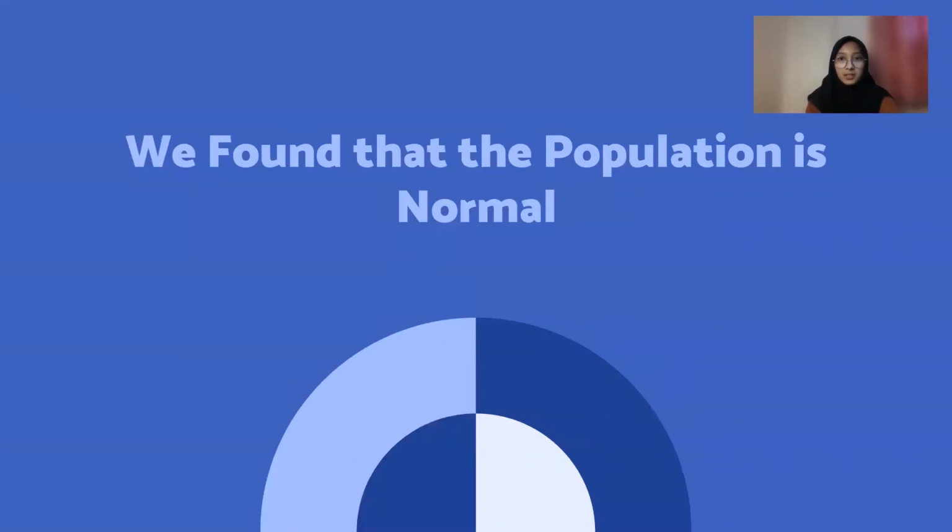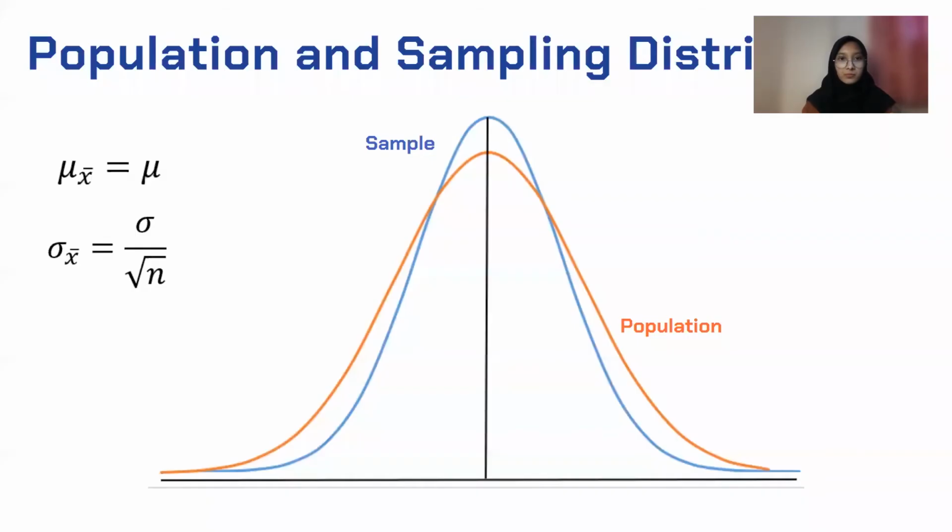And we found that the population is normal. Using the normal distribution chart, we know that the population is normal, right? So if a population is normal with mean of population and standard deviation of population, the sampling distribution is also normally distributed, with mean of sample means, or X bar, equal to the mean of the population, or mu, and standard deviation of sample means equal to the standard error of the population.